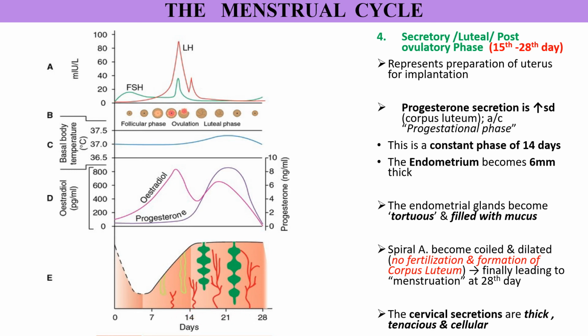The thickness of the endometrium is the maximum, that is 6 mm, at this time. The endometrial glands become tortuous and filled with mucus. The spiral arteries become more coiled and dilated, and the cervical secretions become thick.